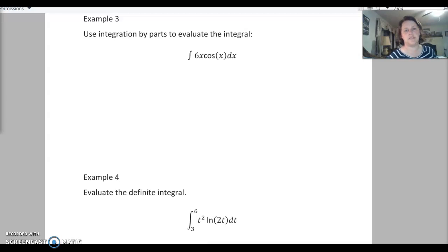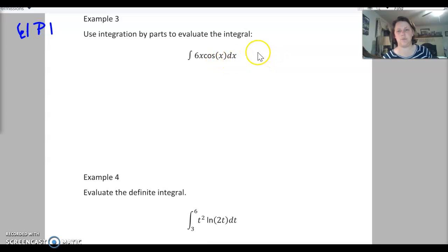Alright, continuing on with section 6.1. This is going to be 6.1, part 1: using integration by parts. Alright, so example number 3. We've got the integral of 6x times cosine x dx.